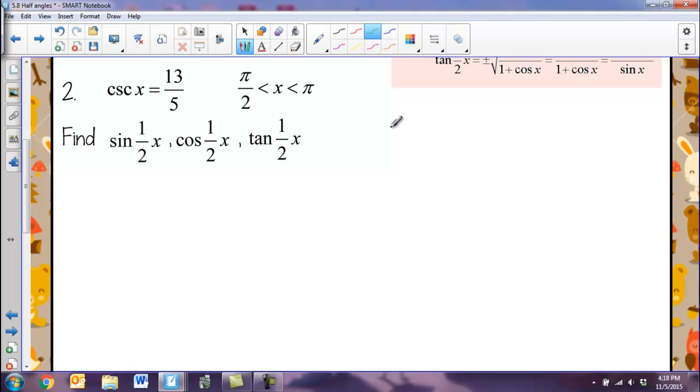The first thing I'm going to do here is I'm going to go ahead and draw my picture. I have the cosecant of x is 13/5, so I'm going to figure out where that triangle goes so I can draw the triangle with those side lengths. Pi over 2 is equal to 90, and pi is over here at 180. So my angle is hanging out in quadrant 2. That's what that little restriction tells me.